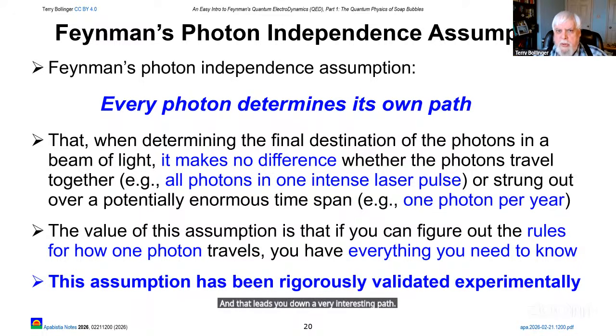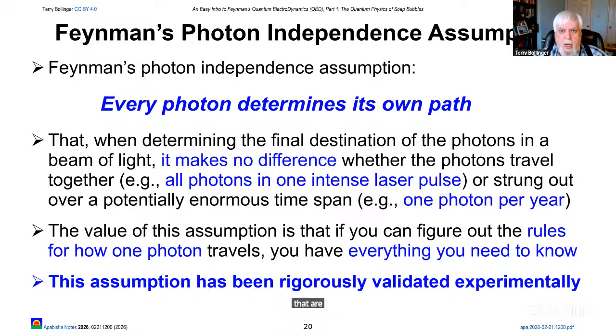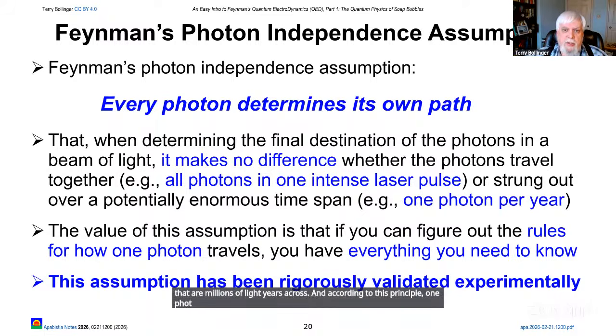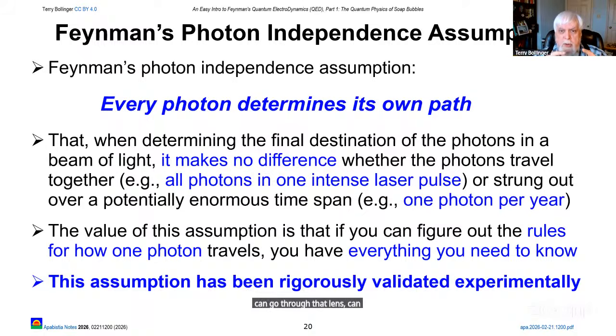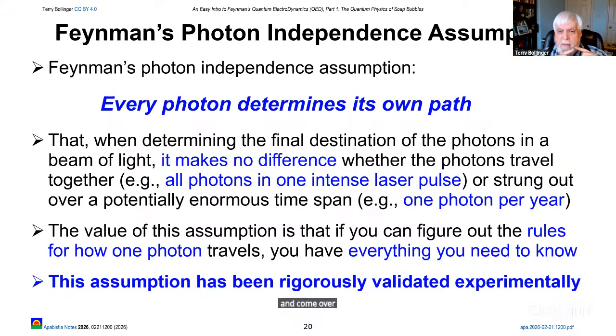So this assumption is something that's very well validated experimentally, but it's easy to not recognize it because it's just so counterintuitive. I'll give a more extreme example. We have Einstein lenses that are millions of light years across. And according to this principle, one photon on the other side of the universe, literally, can go through that gravitational lens, through the entire lens, and come over this side and give a single focus on a telescope here at Earth.